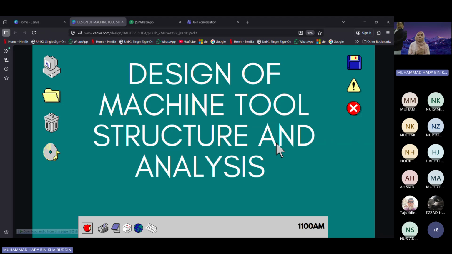Assalamualaikum warahmatullahi wabarakatuh. Everyone, today our group is going to present design of machine tool structure and analysis.